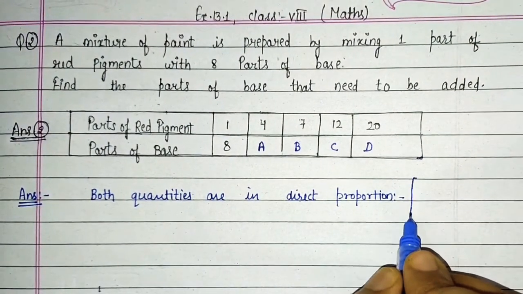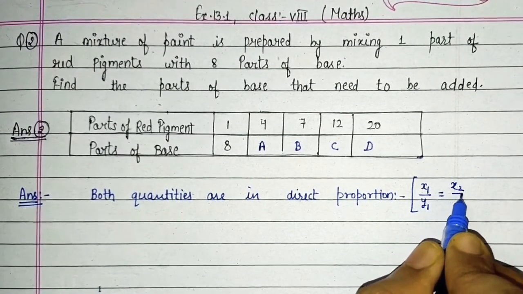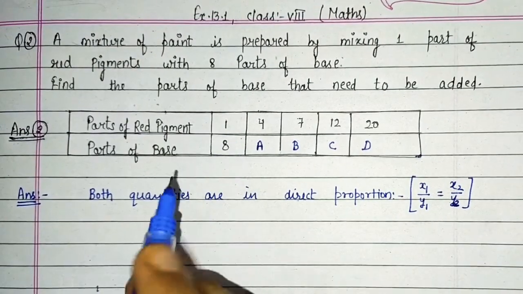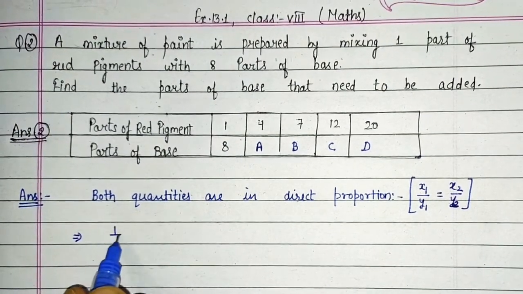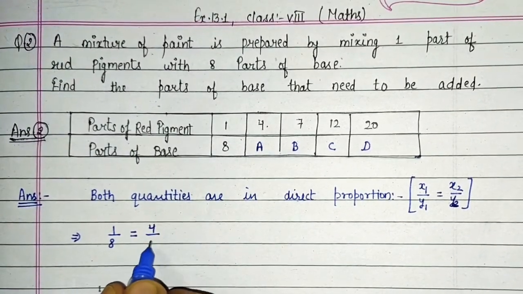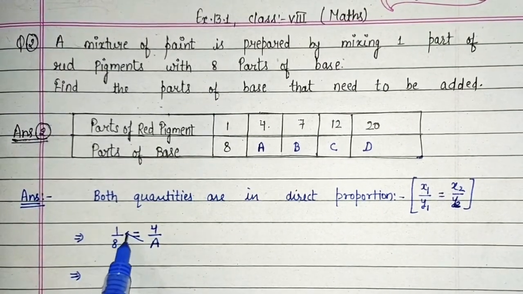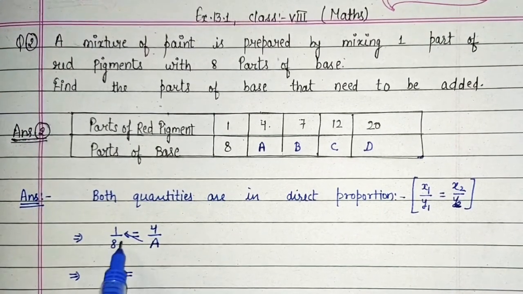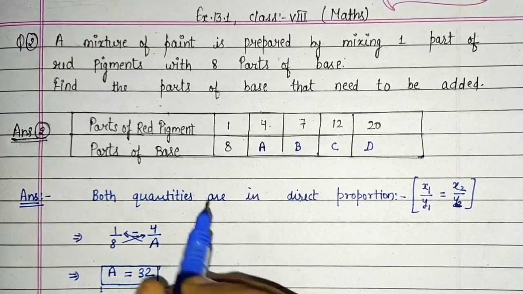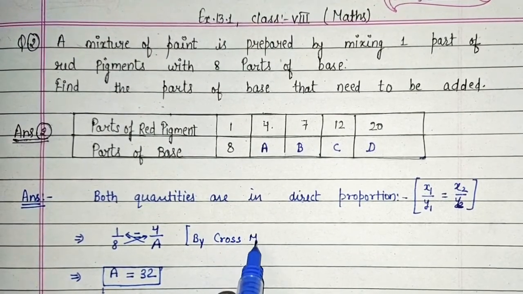So we know the formula of direct proportion, ratio 1/8. The formula is x1 upon y1 equals x2 upon y2. Means if we take the ratio 1/8, 1/8 is equal to 4 upon a. So just cross multiply: a into 1 is a, and 8 into 4 is 32. So the value of a is equal to 32. Here you can write by cross multiplication.